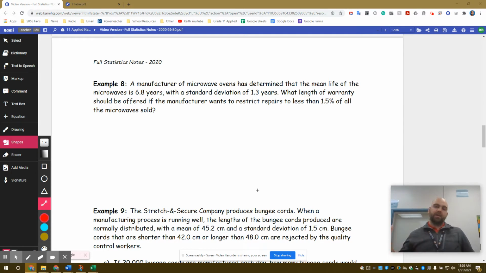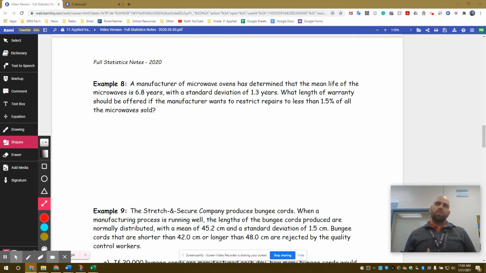So half the microwaves will last more, half will last less. Some will last way longer, some will last way shorter, but the majority are going to be right around that 6.8 years. And we have a standard deviation to represent where that majority is going to line up. Now, the manufacturer wants to offer a warranty for those microwaves that don't last very long or that bust out really quick.